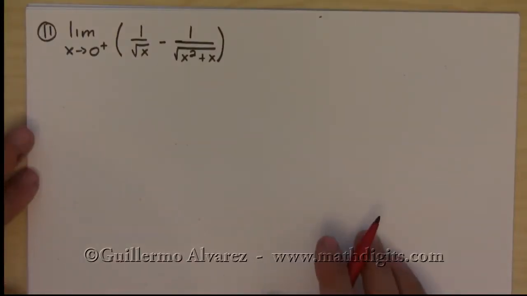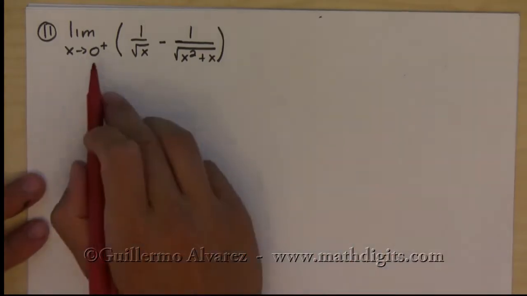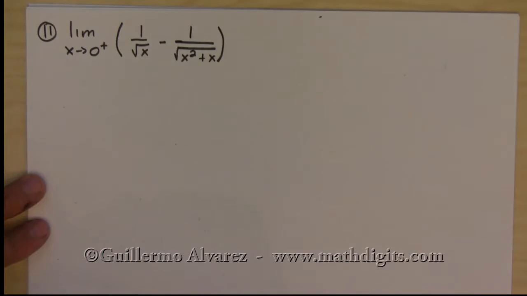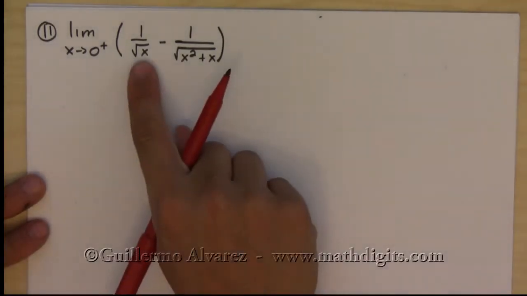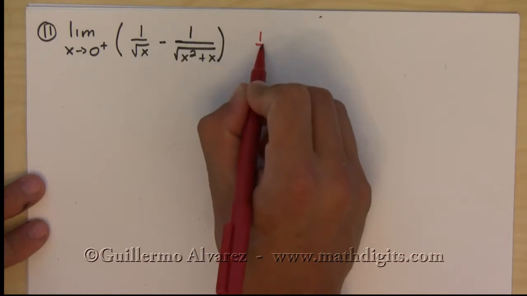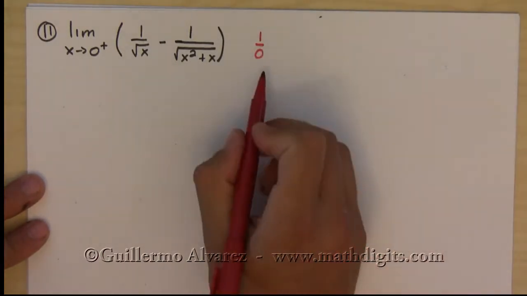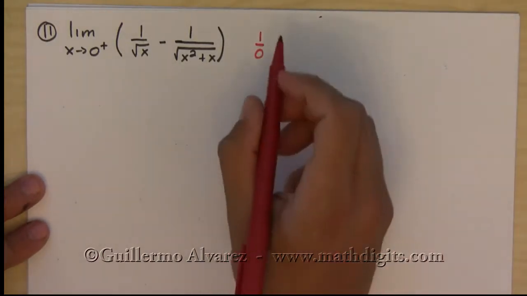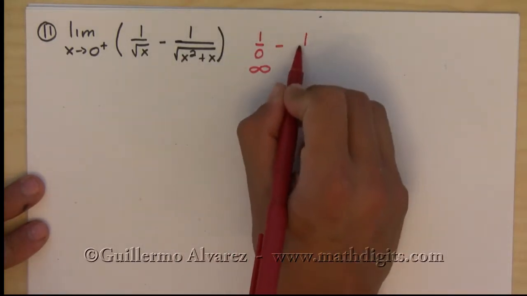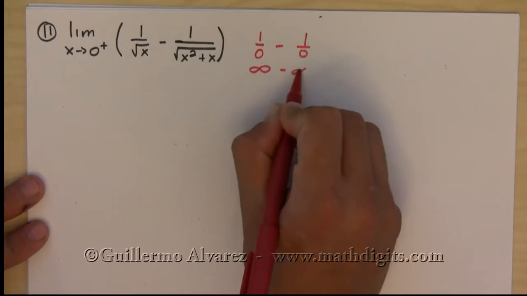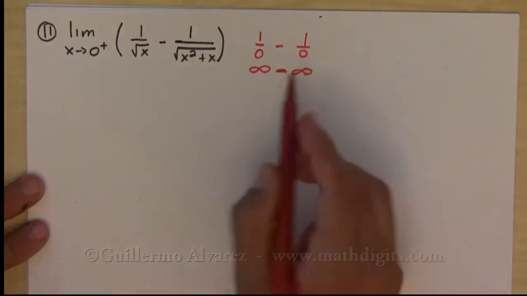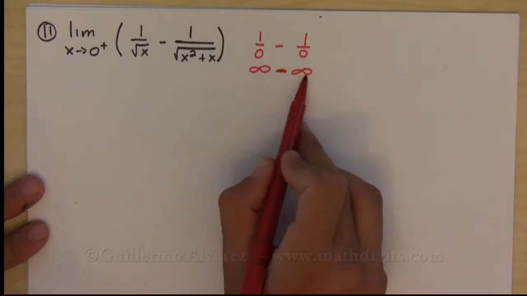Okay, so this looks like quite a tricky problem. We're approaching 0 from the right, and what we have here is if we tried plugging it in, we would get 1 over 0, which is interpreted as infinity, minus another 1 over 0, which is also interpreted as infinity. So this is another indeterminate form of the type infinity minus infinity.